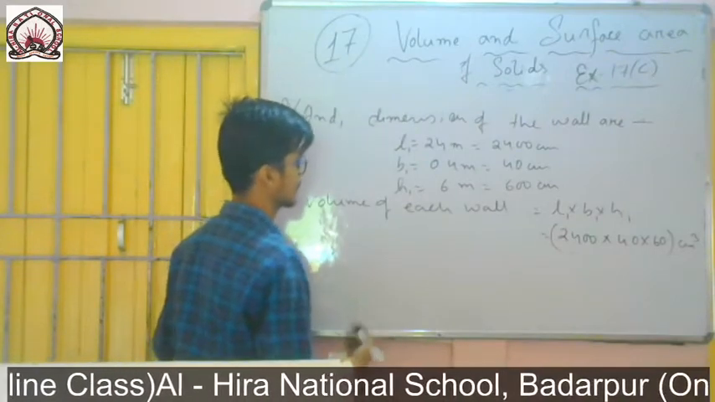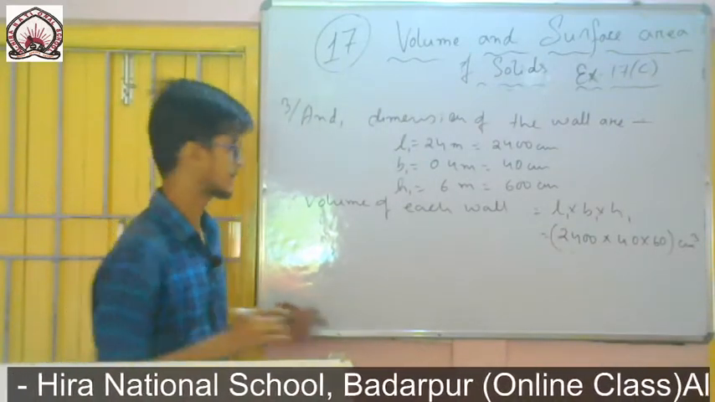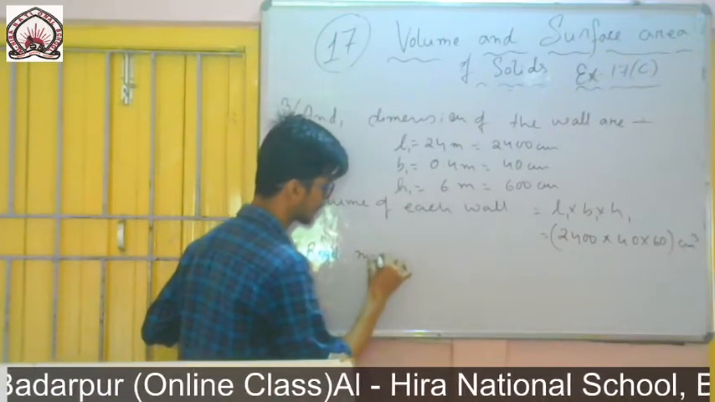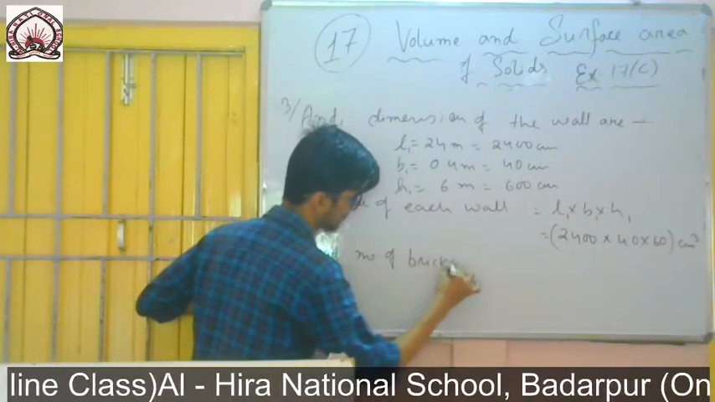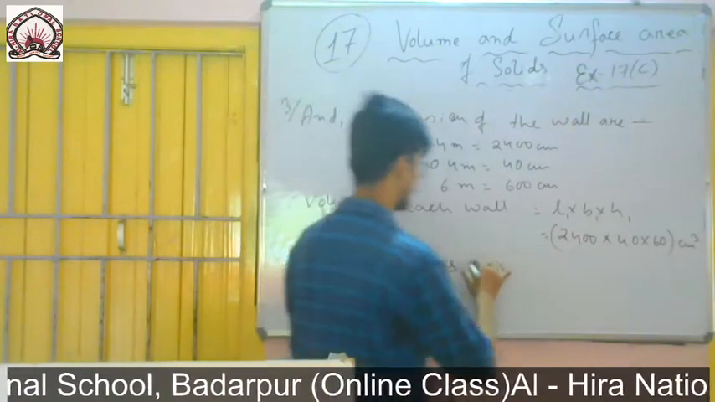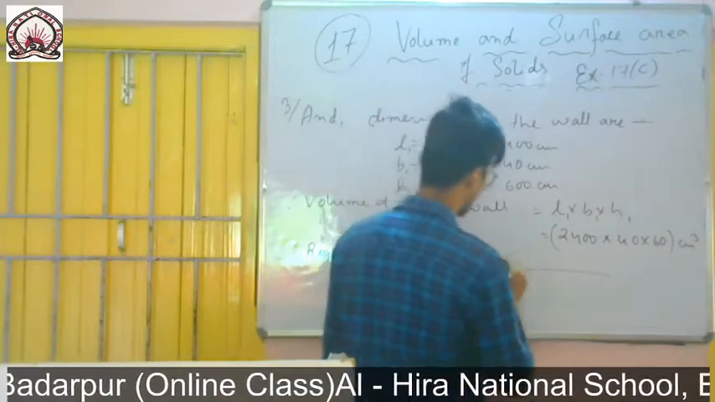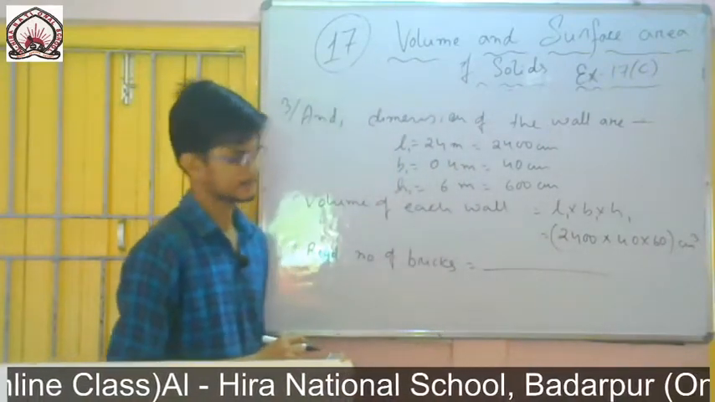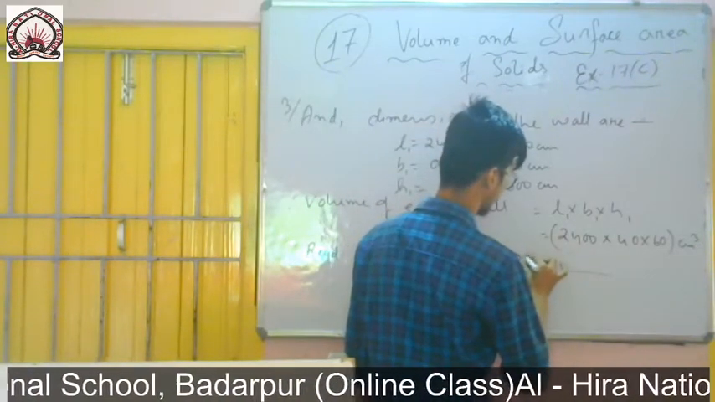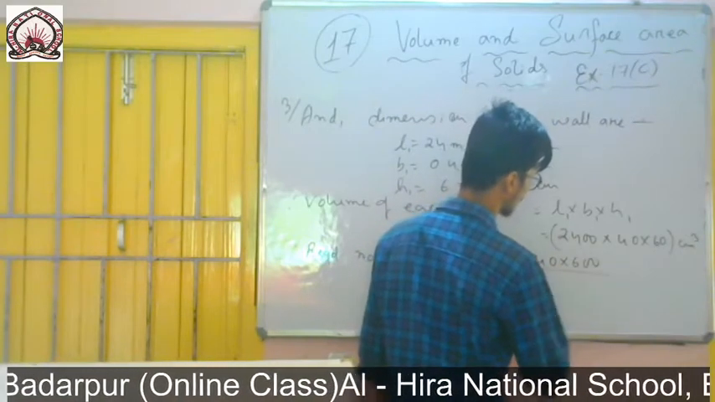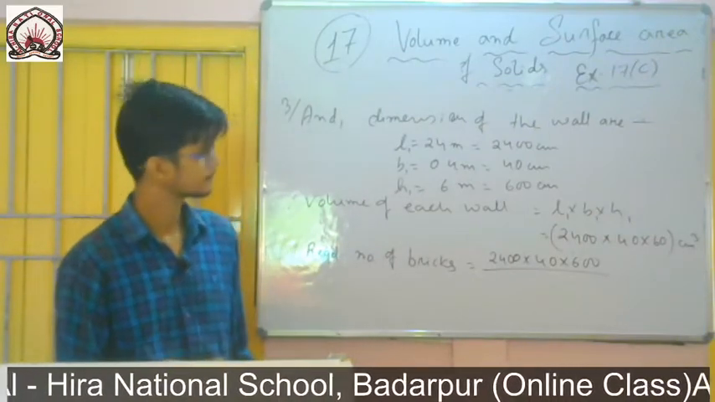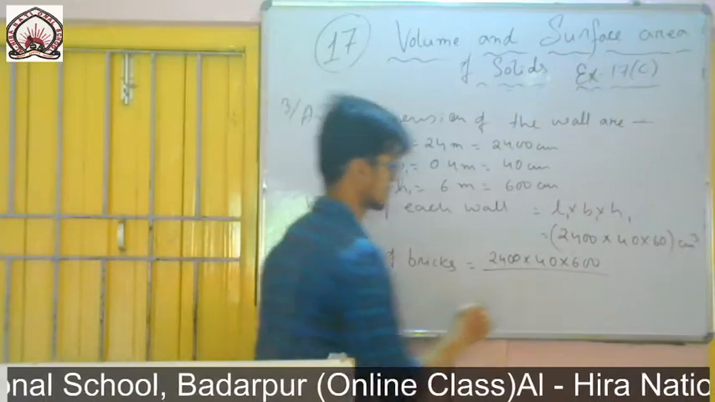If you want, you can directly divide. It will be easy for me to calculate the last part if it remains like this. Therefore, required number of bricks will be equals to, simply the volume of the wall, I will divide the volume of the wall by volume of the brick. So simply 2400 into 40 into 600 by, and volume of the brick it was 4000. Yes, 4000.